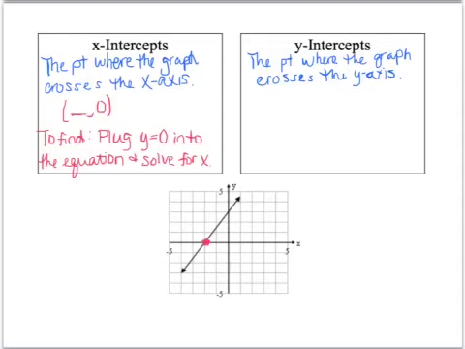So visually, or graphically, it's talking about that point right there. And any point along the y-axis will always have an x-coordinate of 0. So if you're going to find the y-intercept, you plug 0 for x into the equation and solve for y.